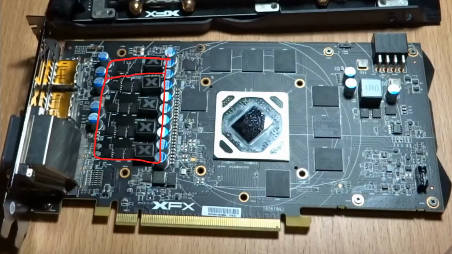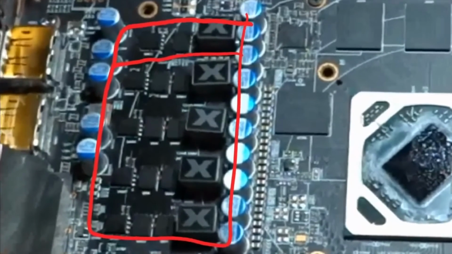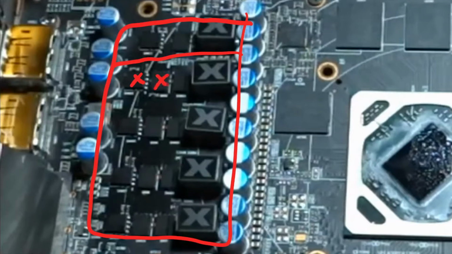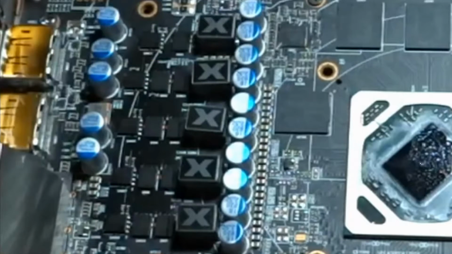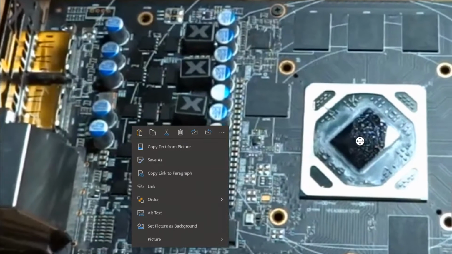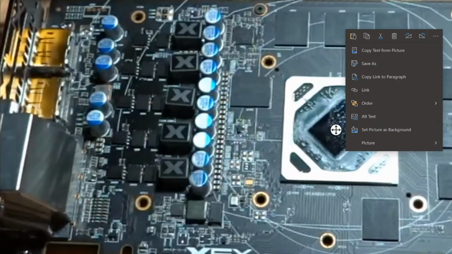It is a 4-phase. You can see that because each of those phases has one high-side MOSFET and 2 low-side MOSFETs, whereas this one only has one high-side and one low-side. And no, there's not a MOSFET somewhere there. You could see it in the video. There are only 2 MOSFETs on this phase.